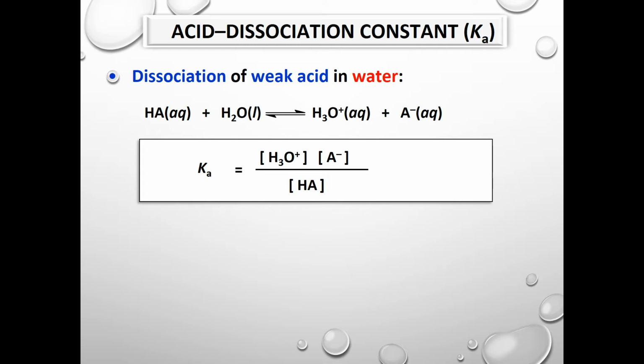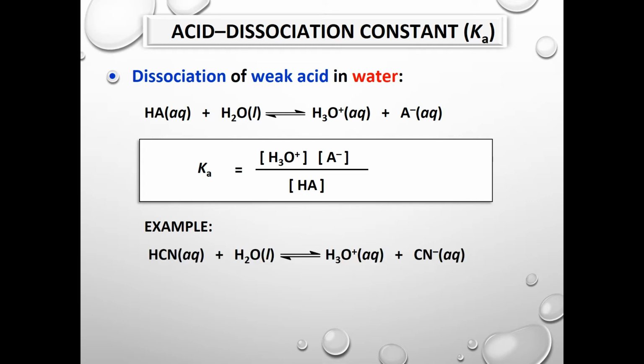Let us look at an example. For a weak acid, hydrogen cyanide is shown in the equation. How would you write the Ka expression? Yes, Ka can be written as the product of the concentration of hydronium ions and cyanide ions CN negative divided by the concentration of weak acid hydrogen cyanide.